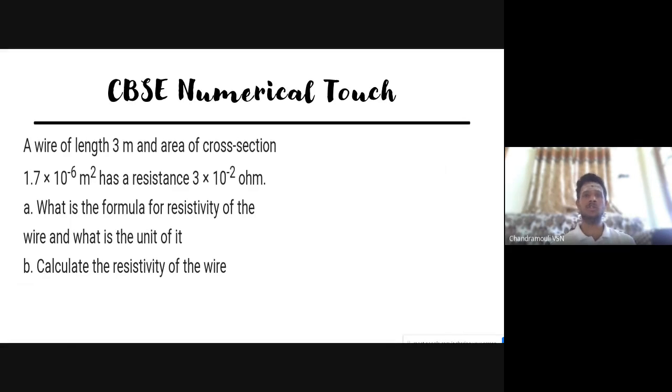Now let me try to do this problem. A wire of length 3 meters and area of cross section 1.7 into 10 power minus 6 meters square has a resistance 3 into 10 power minus 2 ohms. So your first question is, what is the formula for resistivity? Part A. R is equal to, just now we came across, rho L by A.